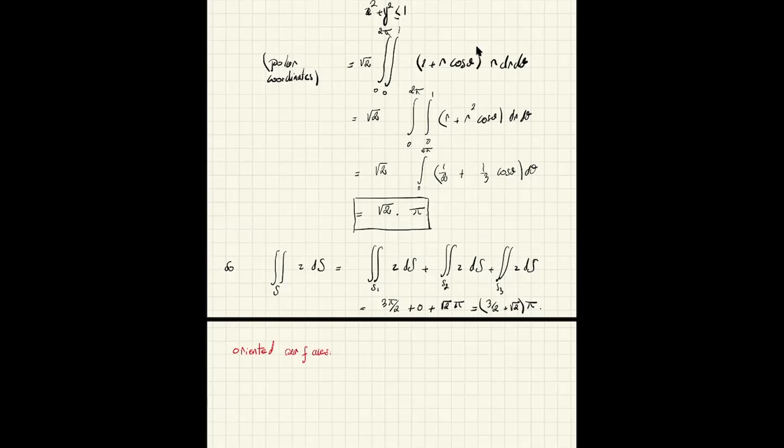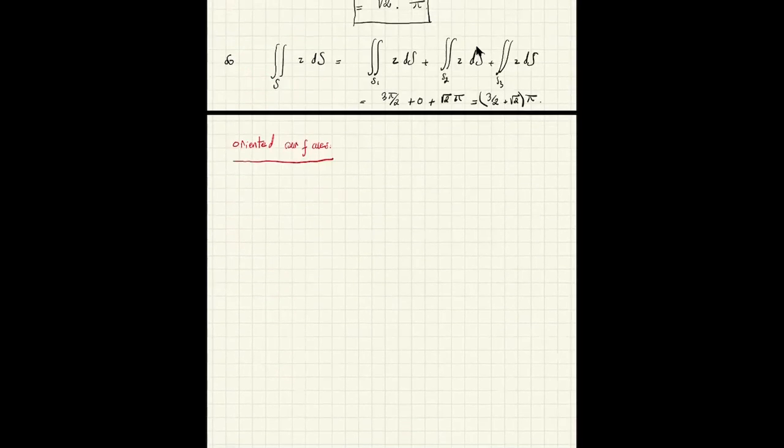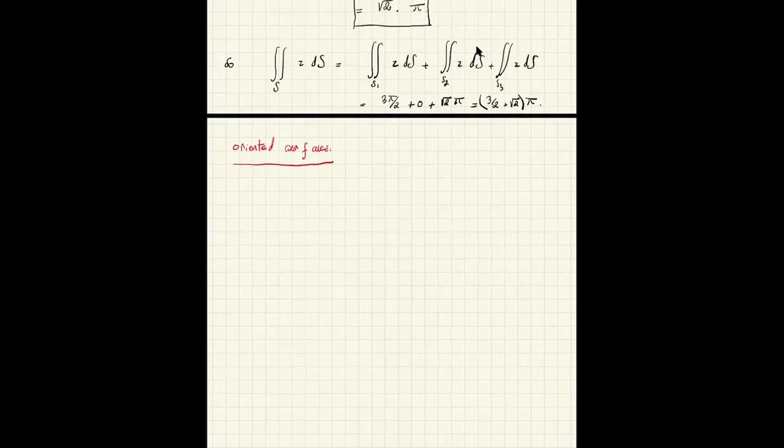So oriented surfaces are some kind of surfaces where you can say what is the outside of the surface and what is the inside of the surface. That's the intuition behind it, right? If you look at it from a certain point of view, you can say this is the outside and this is the inside.